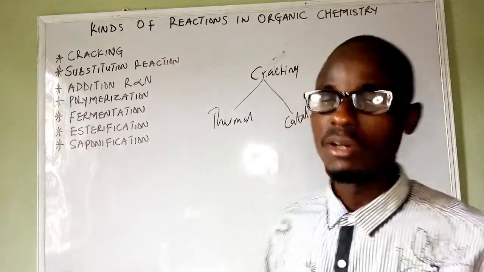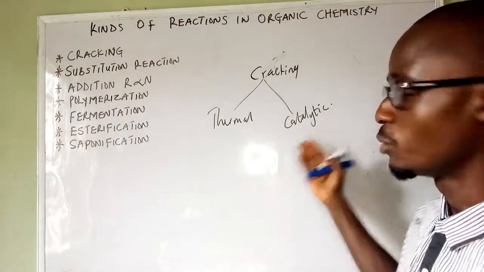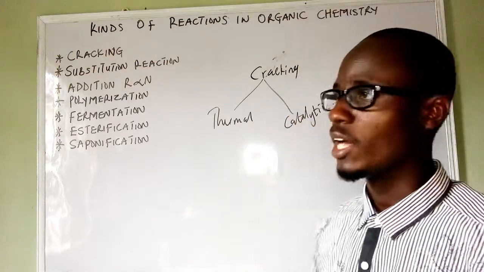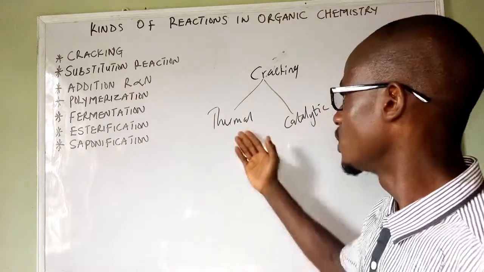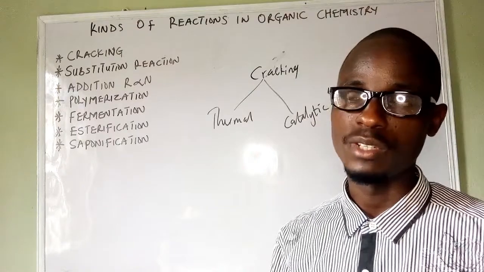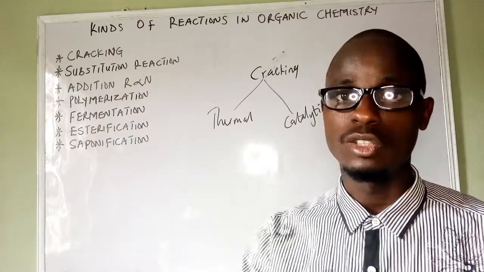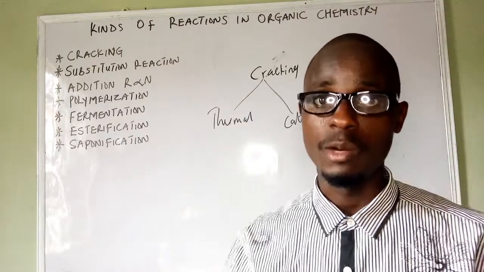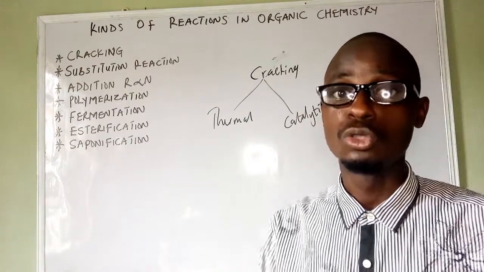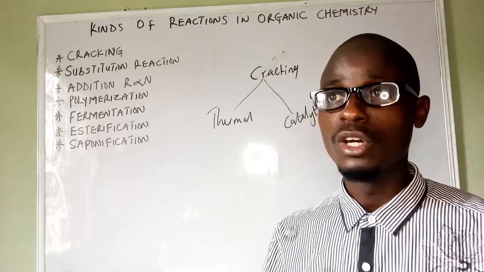Actually, the thermal cracking has to do with heat. Both have to do with heat, but from the word catalytic, you should know that this one involves the use of a catalyst. What makes the difference is that thermal cracking has been used since long ago, and it was characterized by an inability to control the type of products that will eventually be formed. It means you cannot control the type of compound you want to form.